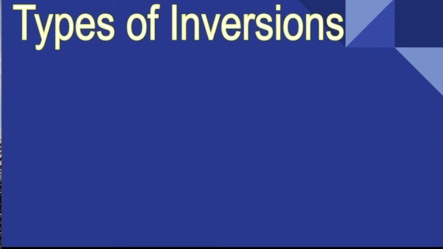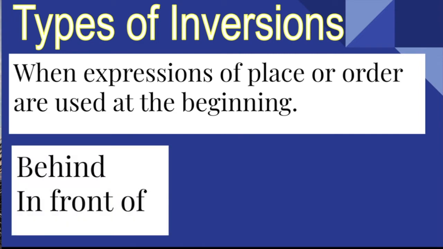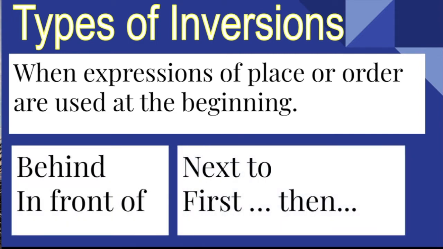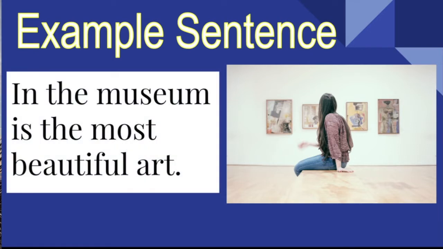Here's another type of the inversions. When expressions of place or order are used at the beginning. For example, behind, in front of, next to, first, and then. First and then is an example of order. When something happens first, then something else happens. The other ones are place. Here's an example sentence. In the museum is the most beautiful art.